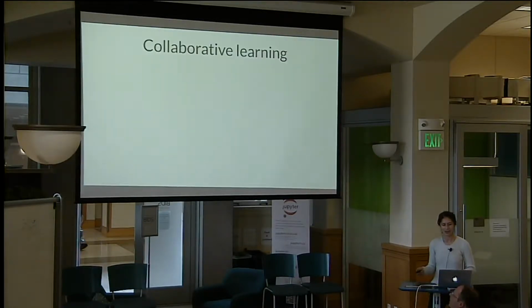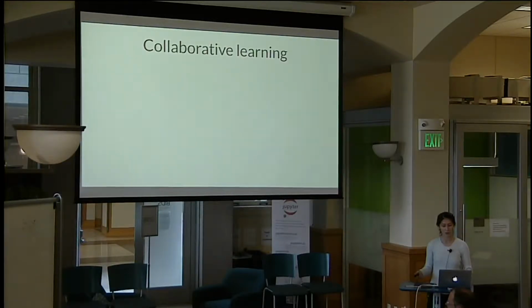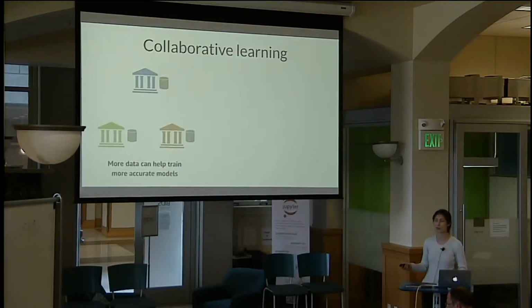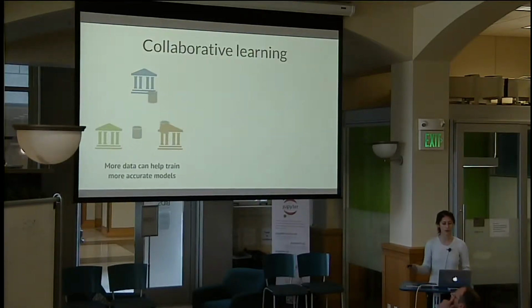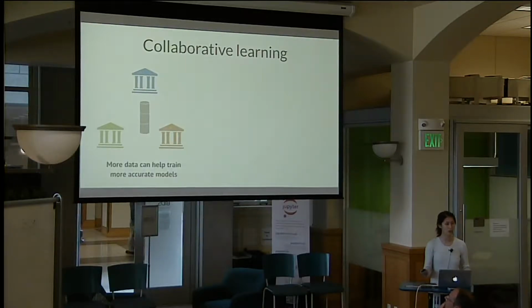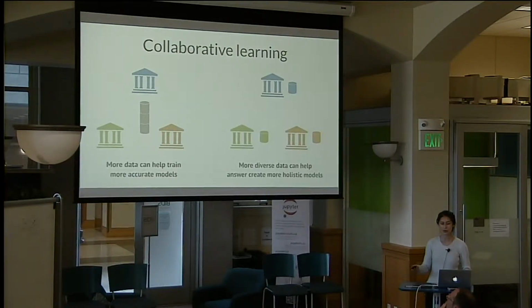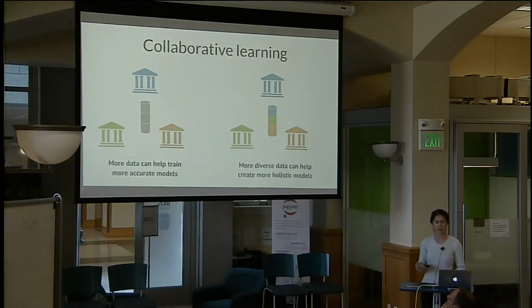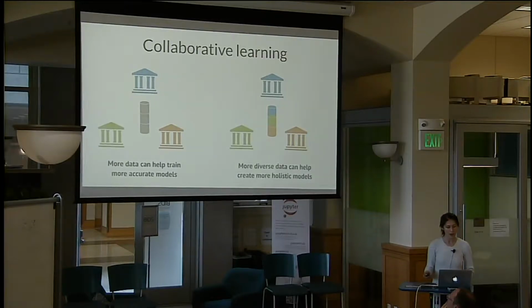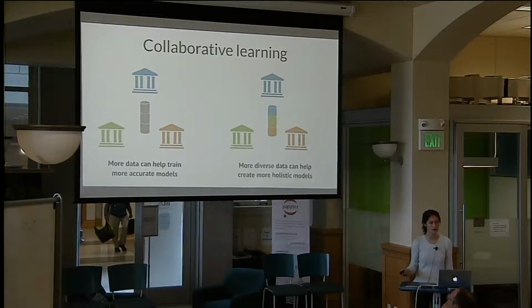So recently, many organizations are increasingly interested in collaborative learning, where multiple parties jointly compute a model or do inference on everyone's data. And collaborative computation can be very beneficial because it allows organizations to compute on more data, right? So they can train more accurate models, or in some cases compute on more diverse data, maybe geographically diverse data, so that you can create more holistic models as well. So both can create better solutions to the kind of problems that many organizations want to solve.